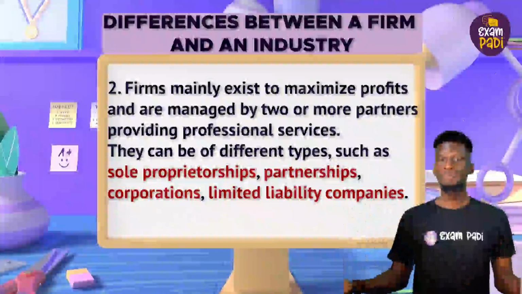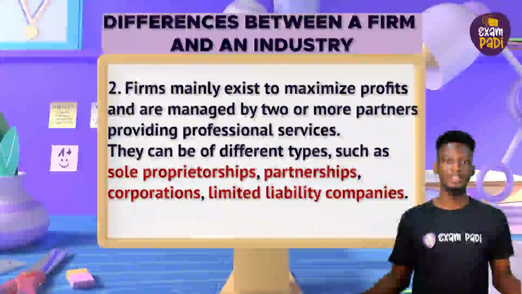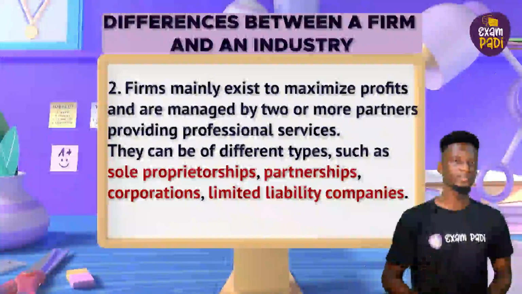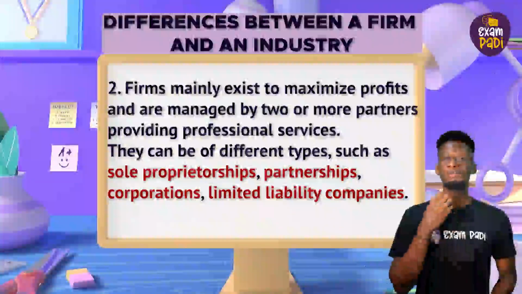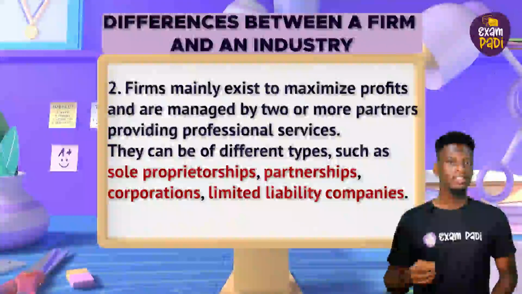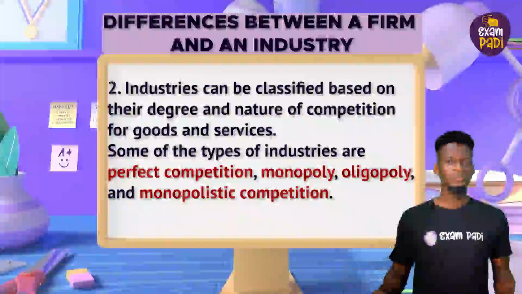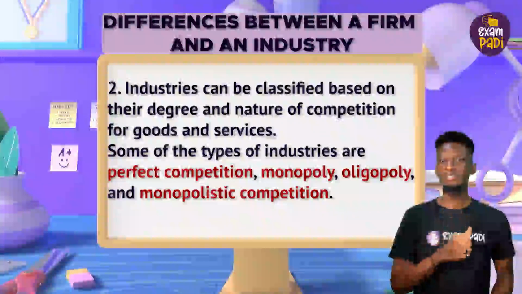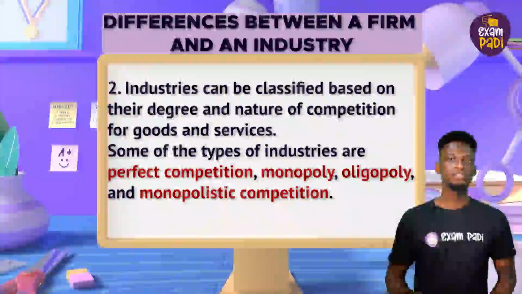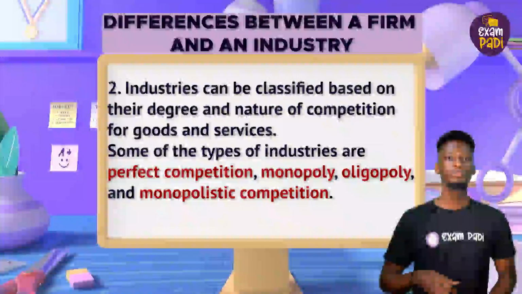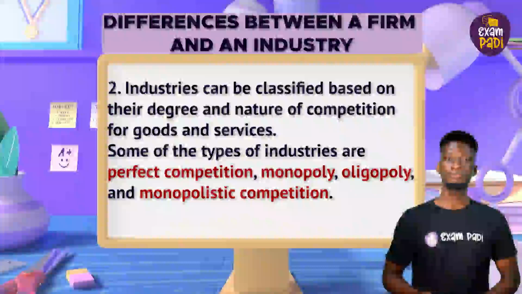2. Firms mainly exist to maximize profits and are managed by 2 or more partners providing professional services. They can be of different types, such as sole proprietorship, partnership, corporations, limited liability companies, and so on. Industries can be classified based on their degree and nature of competition for goods and services. Some of the types of industries are perfect competition, monopoly, oligopoly, and monopolistic competition.